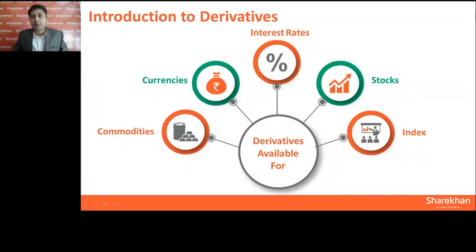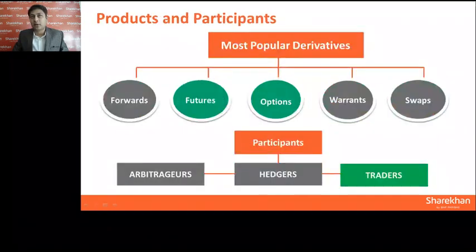Products which are generally widely traded in markets are forwards, which is in currencies. You have futures, options, warrants, and swaps, and the participants are basically arbitrageurs, hedgers and traders. So let's understand what are forwards and swaps, the first and the last. Generally you have forwards and swaps available in currency. Futures, options and warrants are available for stocks.